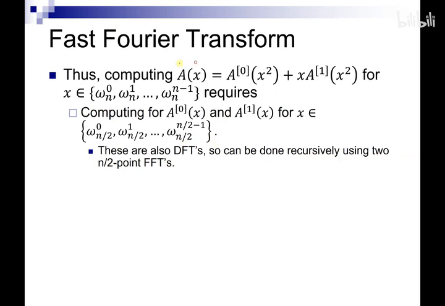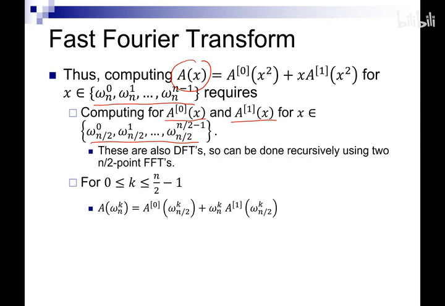Currently, we're trying to compute an n point DFT. We have n inputs. But instead, we've reduced this problem down to computing 2 DFTs, 2 n over 2 point DFTs. And so therefore, we can do this recursively. We can compute a0 and a1 recursively at these n over 2 points. Okay, so that's what we're going to do.